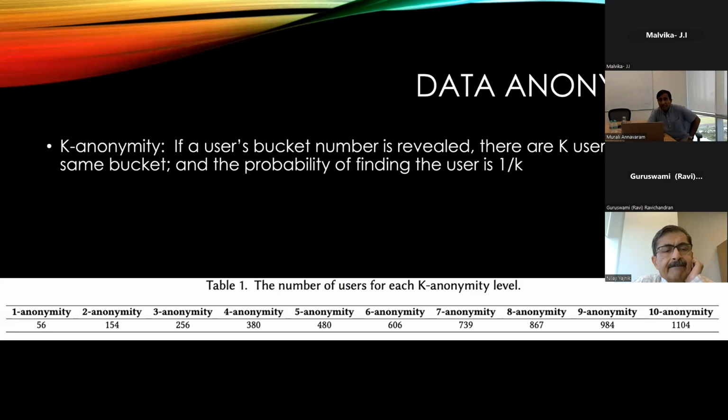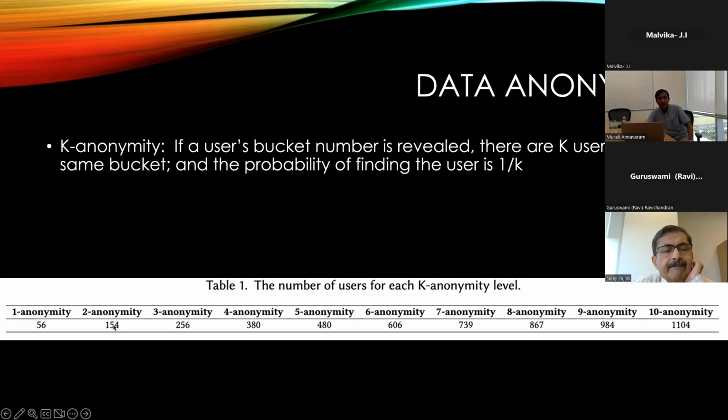For students who have taken any course in data sciences, you may have heard the word data anonymity, which is basically what is called k-anonymity, which tells you the probability of identifying a user, with a probability of 1 over k. One anonymity, for example, means the user is identified with no ambiguity. Two anonymity means the user is one of two people.